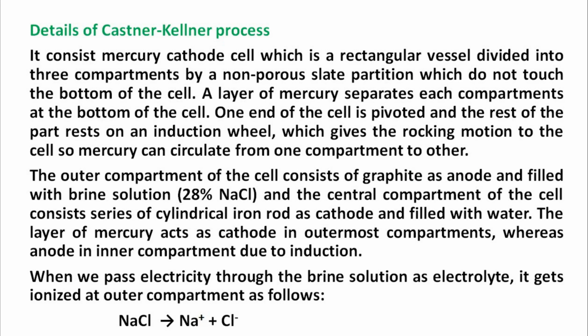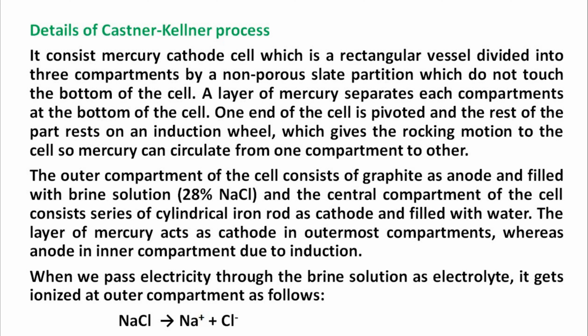Details of Castner Kellner process. It consists of a mercury cathode cell, which is a rectangular vessel divided into 3 compartments by a nonporous slate partition which does not touch the bottom of the cell. A layer of mercury separates each compartment at the bottom of the cell. One end of the cell is pivoted and the rest of the part rests on an induction wheel, which gives the rocking motion to the cell so mercury can circulate from one compartment to another.